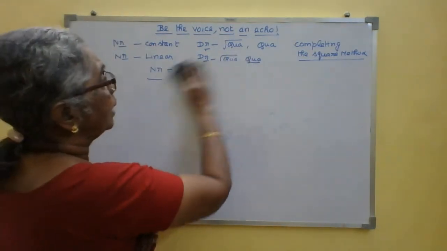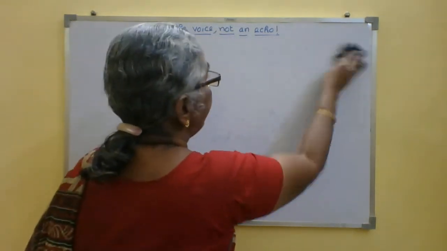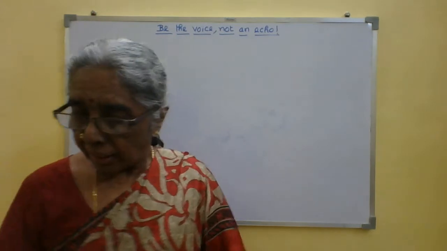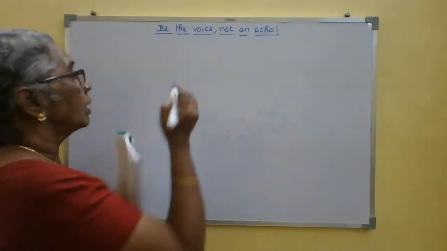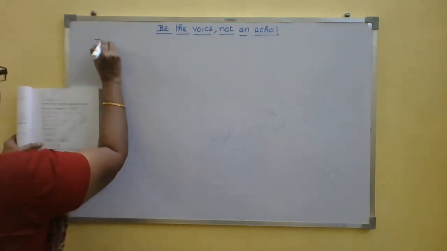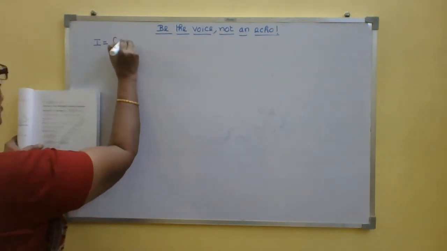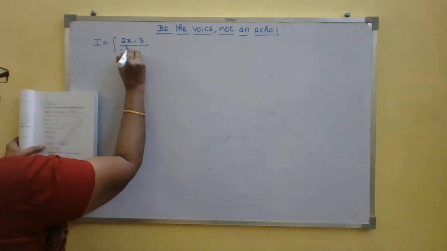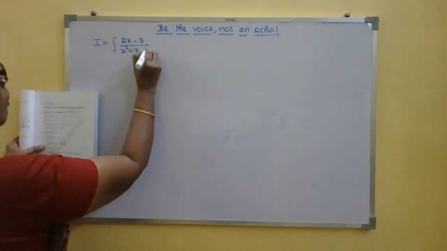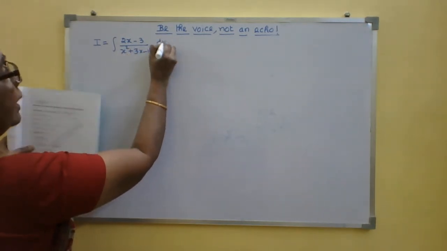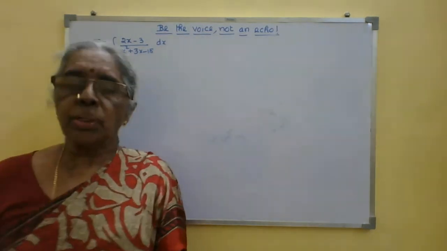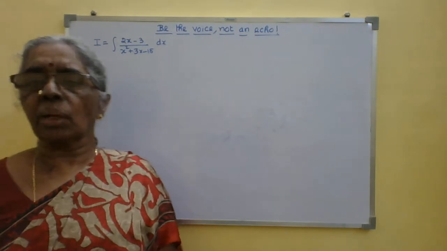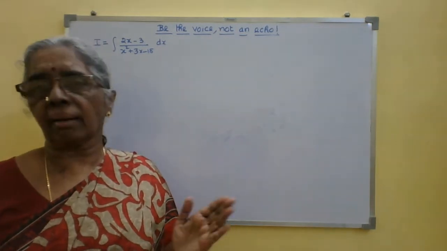So now let me take one example sum and then explain so that it will be easy for you to understand. Let me consider the sum: I is equal to integral of 2x minus 3 by x squared plus 3x minus 15 dx. You check the numerator, it is linear. The denominator is a quadratic, not factorisable.